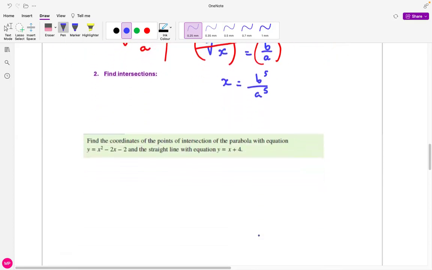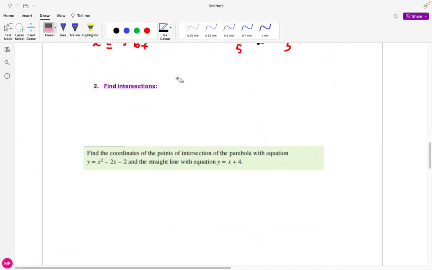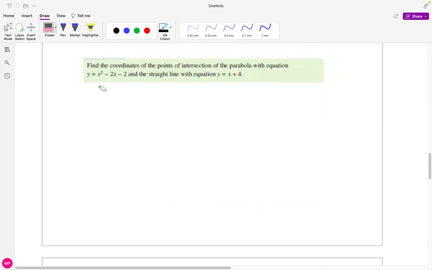All right. Now, to find the intersections between two curves, we are basically solving simultaneous equations. So here we find the points of intersection between a parabola and a linear. You can see that both have y equal. So what we do is let them equal each other. So we have x squared minus 2x minus 2 equals x plus 4.